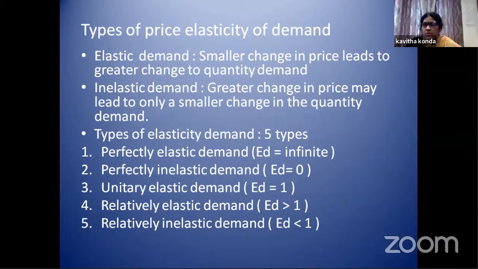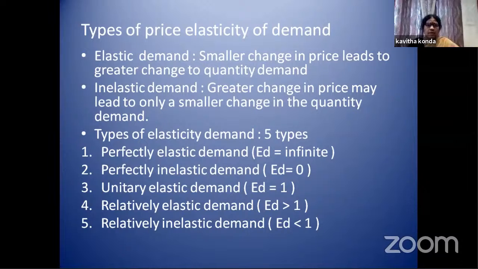That's why, according to this, we can classify price elasticity of demand into 5 types. The first one is perfectly elastic demand, where ED is equal to infinity. If there is a smaller change in the price, or even without a change in the price, a larger change, an infinite change, can be seen in the quantity demanded. That's why ED is equal to infinity. Next, perfectly inelastic demand, where ED is equal to 0.